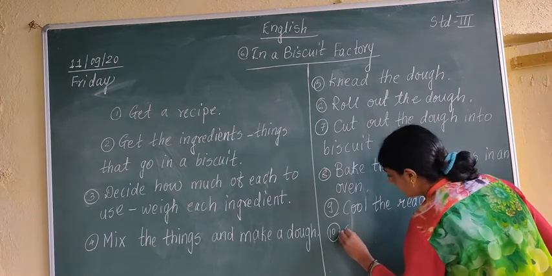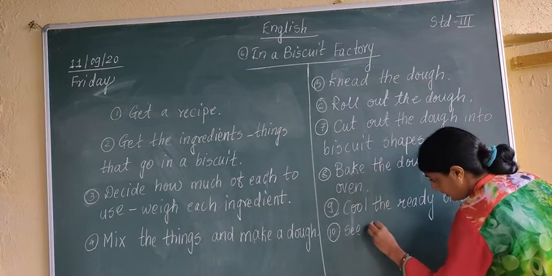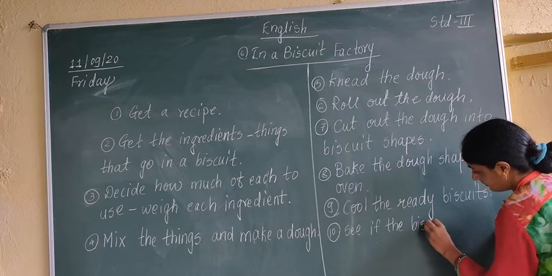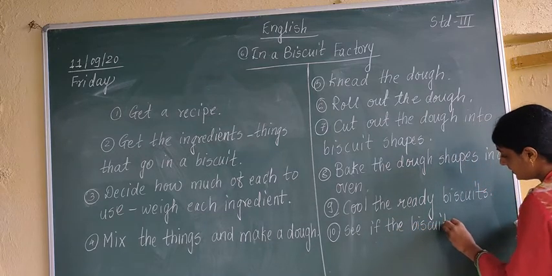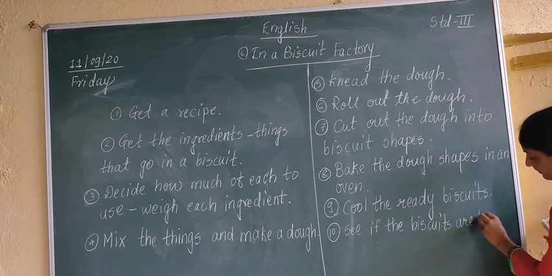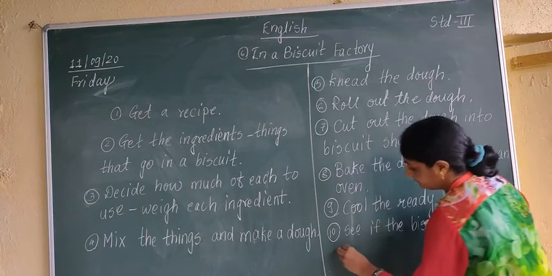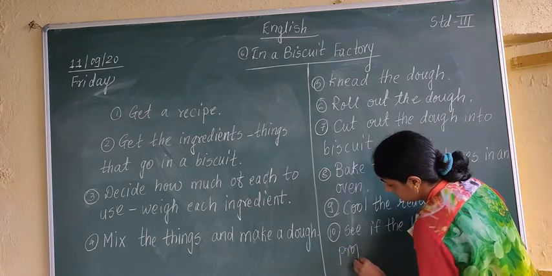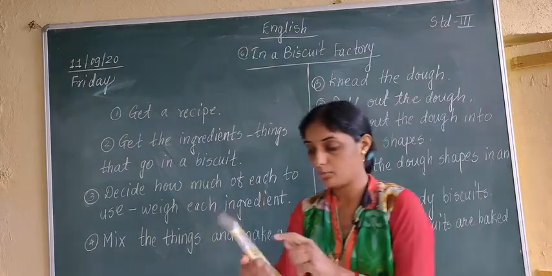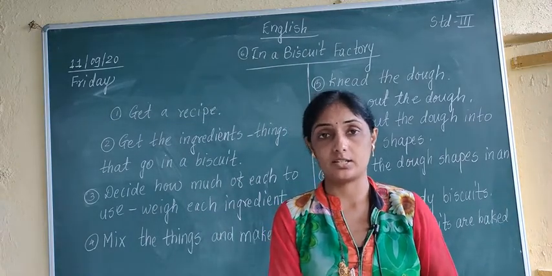See whether the biscuits are baked properly. And the 11th and 12th points are there in the book: pack the biscuits into packets, and store and sell the packets.